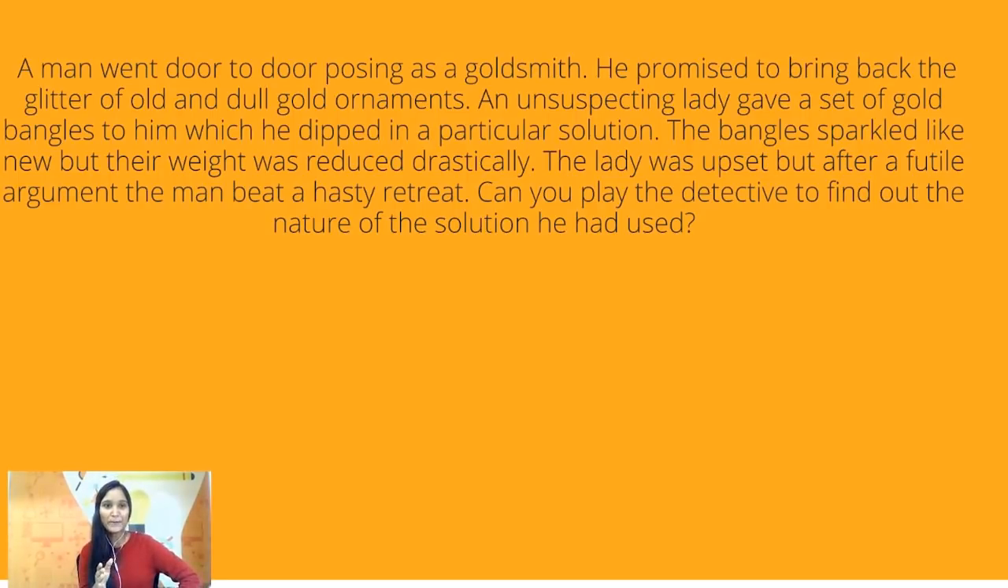Anyway, surprising answers, in fact. Here, the goldsmith is dipping the gold ornaments, which are very old and dull, into a particular solution. Once he takes them back, they're shining. But then the mass is reduced. What magic is happening when he dips the gold ornament into the solution? The mass is reducing. What does it mean? It obviously means that some quantity of gold has dissolved, isn't it? It has already gone into the solution. That's why the resultant gold is less in quantity, less in mass. So what is that solution that is dissolving gold?